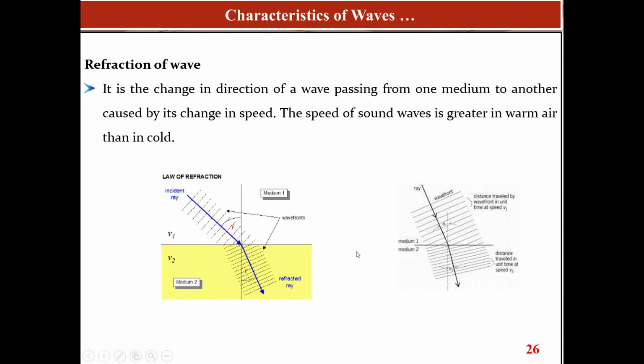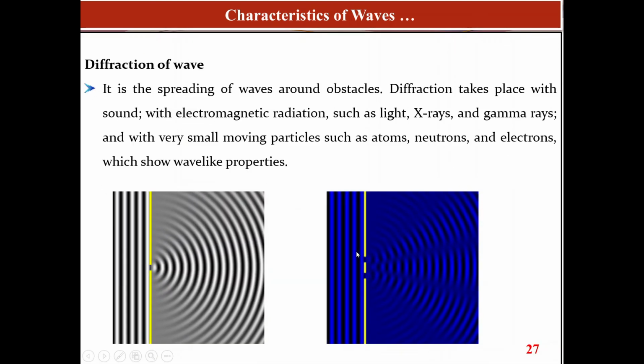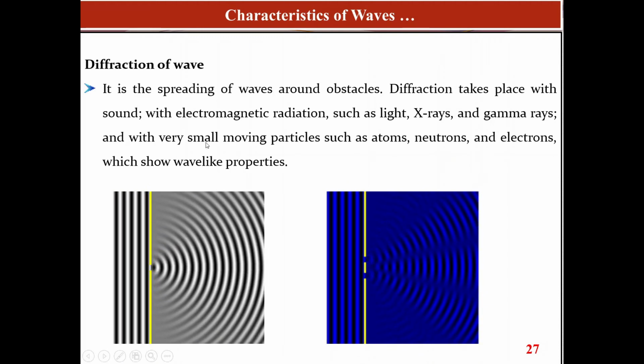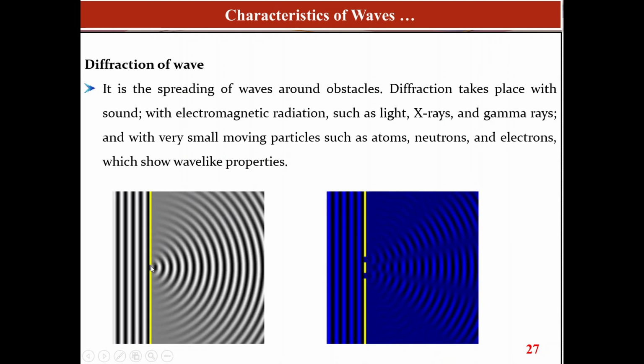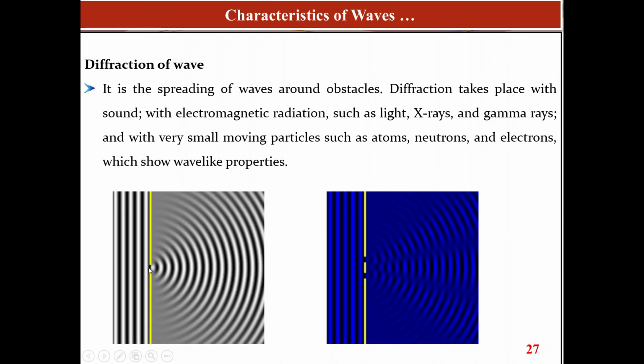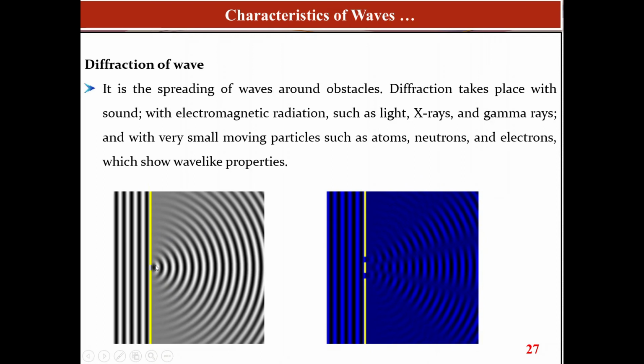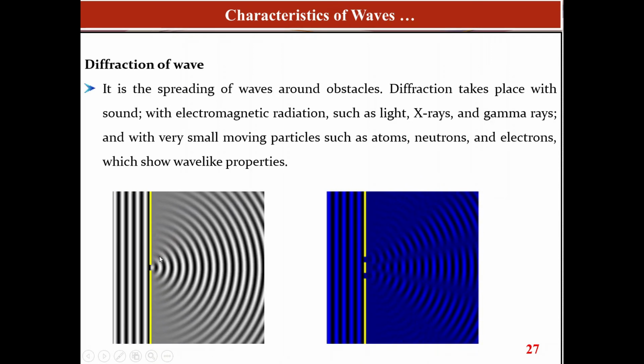Okay, so the other one is diffraction of a wave. It is the spreading of a wave around the obstacle. This is the wavefront, this is the obstacle. So when the wavefront gets to this obstacle, there is a spreading of wave. The spread of wave is in all directions, in this direction, and this direction, and this direction, and this direction. But this one is only one direction.